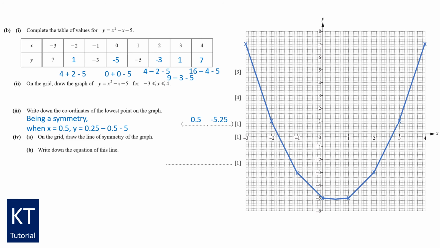Next, on the grid, draw the line of symmetry of the graph. As mentioned, this is the line of x equals half. Next, write down the equation of this line. Also, as mentioned, this is x equals half.